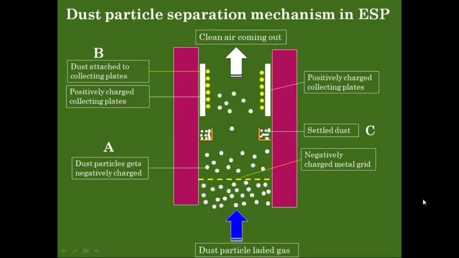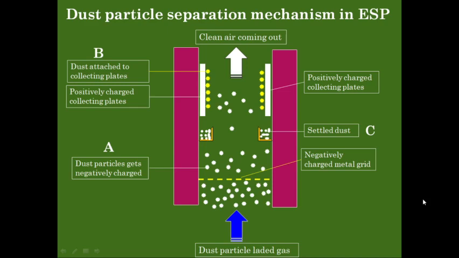These positively charged collecting plates will attract the negatively charged dust particles, and all the dust particles will get attached to the surface of the positively charged collecting plates. In this figure, the yellow colored dust particles are attached because they are negatively charged and the charge on the plates is positive. They will get attached to the positively charged collecting plates or electrodes, and the clean air will go out of the ESP through the outlet end. So this is how an ESP works.